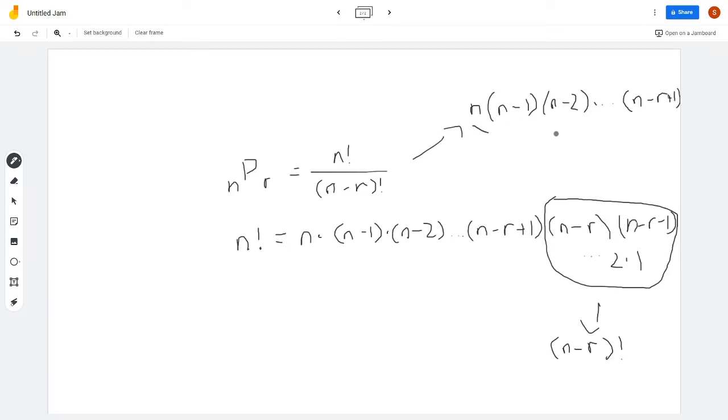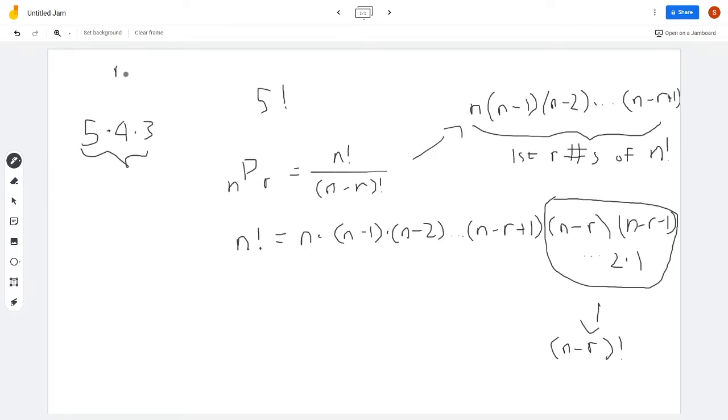And as you can see, there are r numbers here. These are the first r numbers of n factorial. So all we're really doing is, and I hope this makes sense, if we have 5 balls out of 5, there's 5 factorial ways. But if we have 3 balls out of 5 balls and we want to find permutations, we have 5 choices for the first, 4 choices for the next, and then 3 choices, and then we're done. So in this case, n equals 5 and r is equal to 3. And as you can see, we have r equals 3 numbers, and these are the first 3 numbers of 5 factorial.